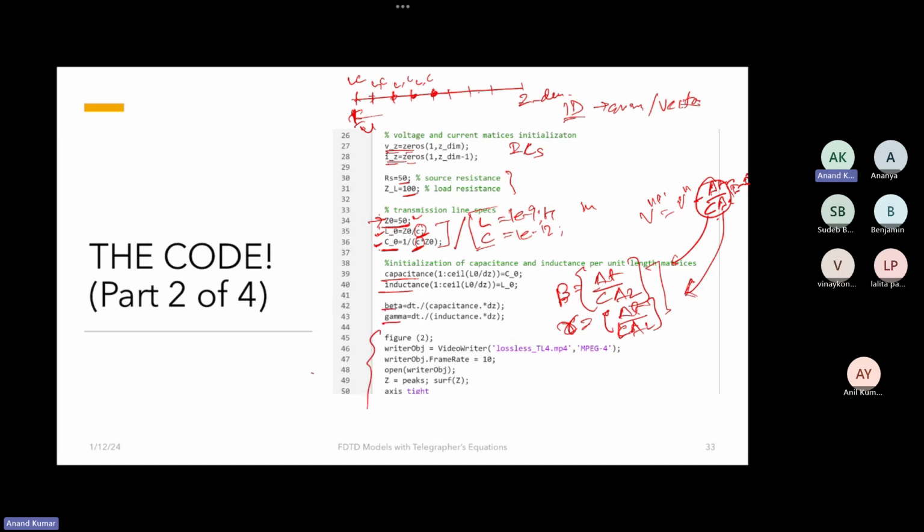Let's just skip this. This is for generating the moving plots. I'll provide this in the code so that if you want to reuse this, you can also comment this out while running your code.